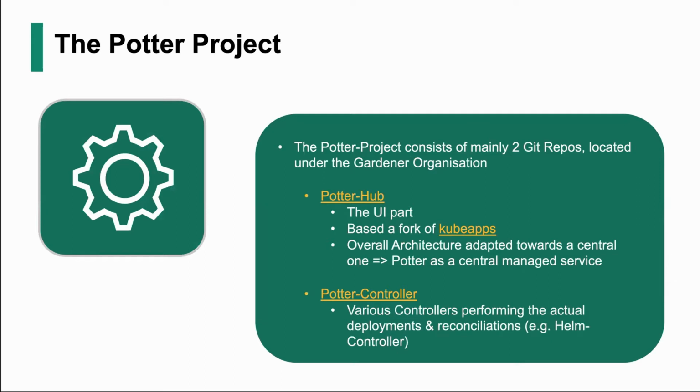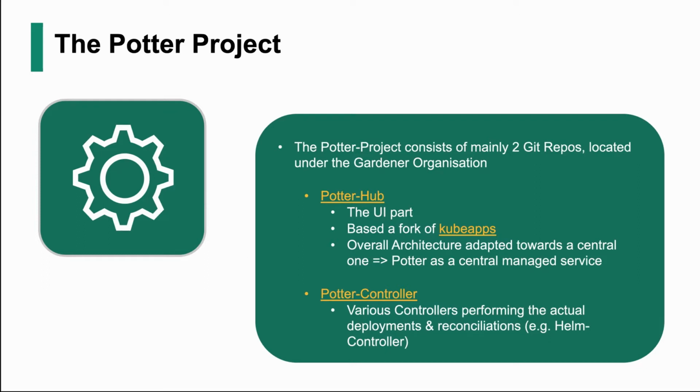All right, so yeah, we started the Potter project. Just a rough outline on how we did this in Git. So we have mainly two repos, both of them located under the Gardener organization. So this is where you should look them up if you're interested. The main two Git repos would be the Potter Hub, which is in the end the UI part. This is heavily based on the fork of Kubeapps.